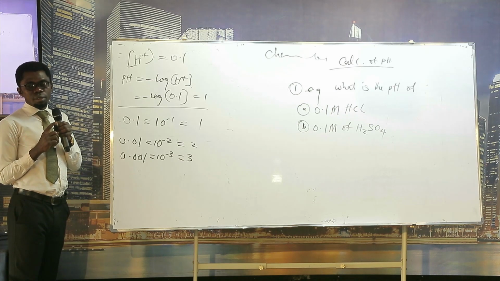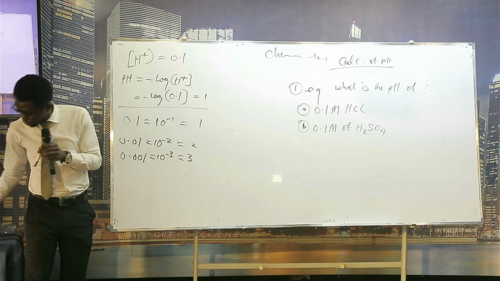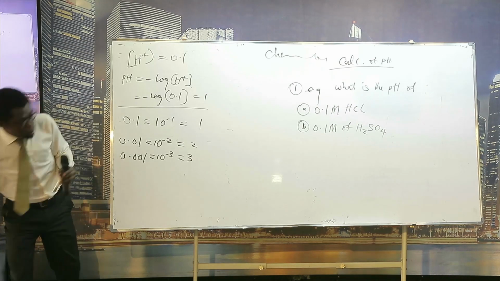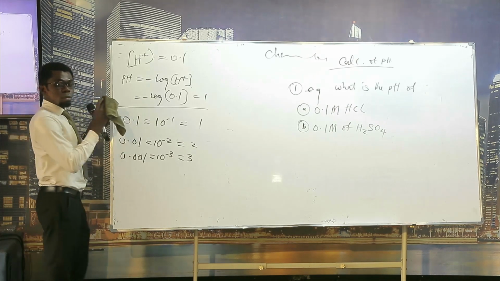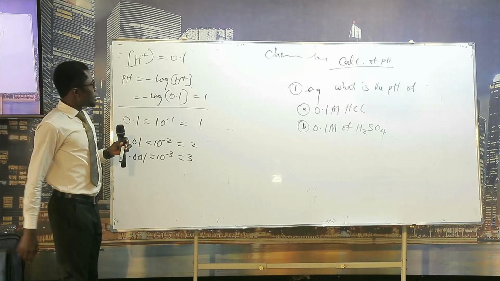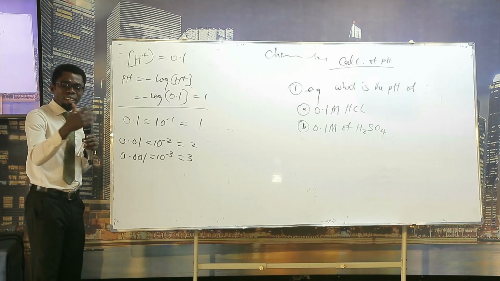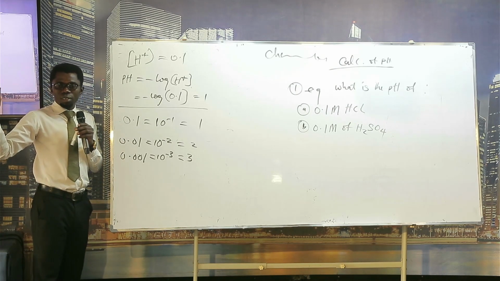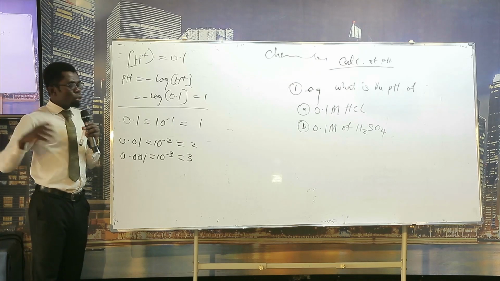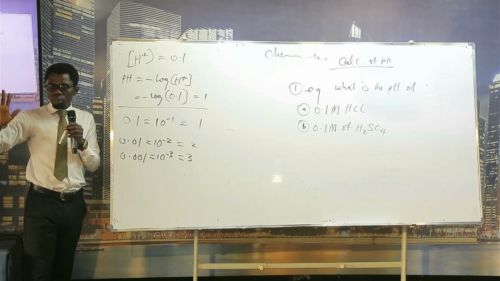I'm coming, stage by stage. Just know that 0.00, you are counting the number of zeros. Simple. So in that we are done with this one. We are done.